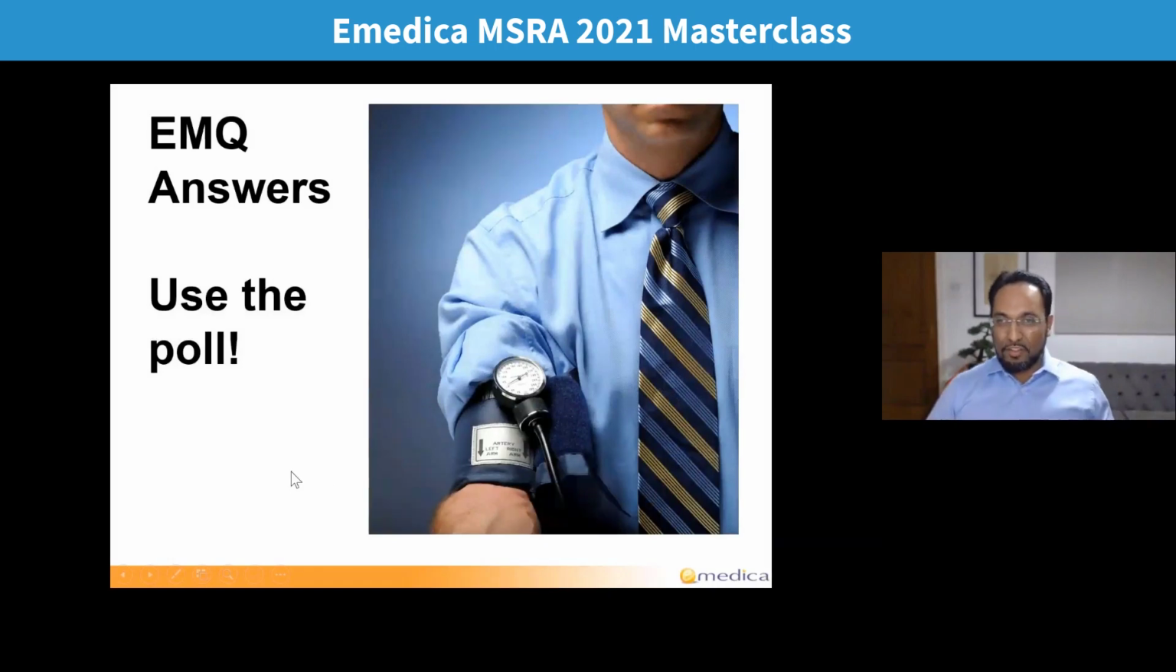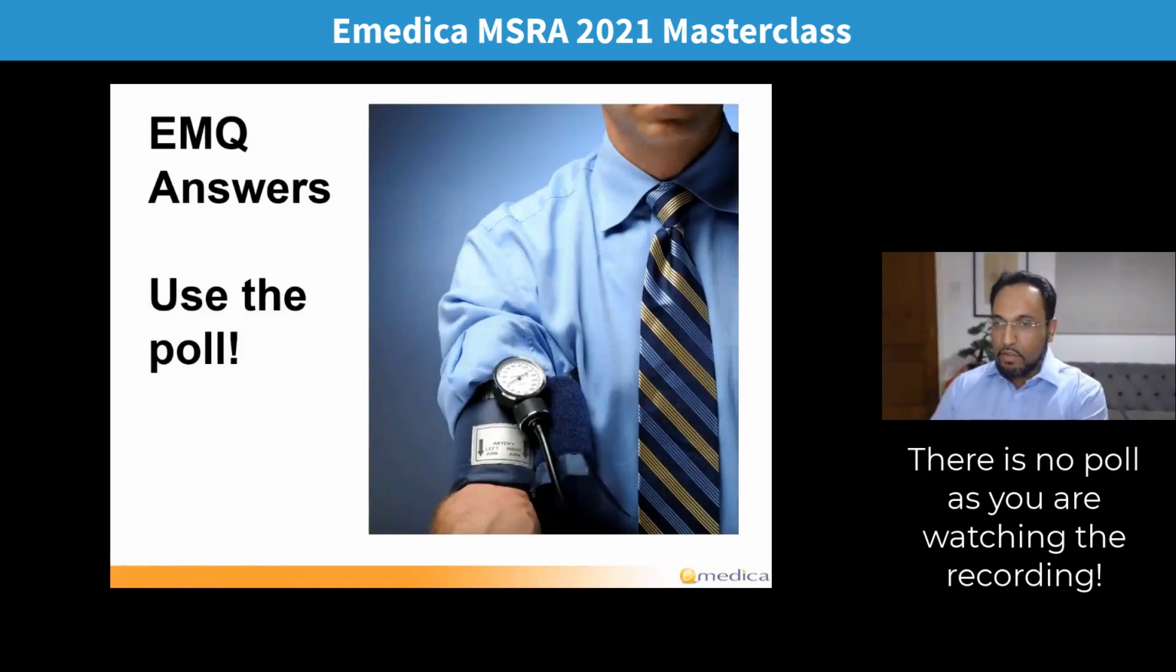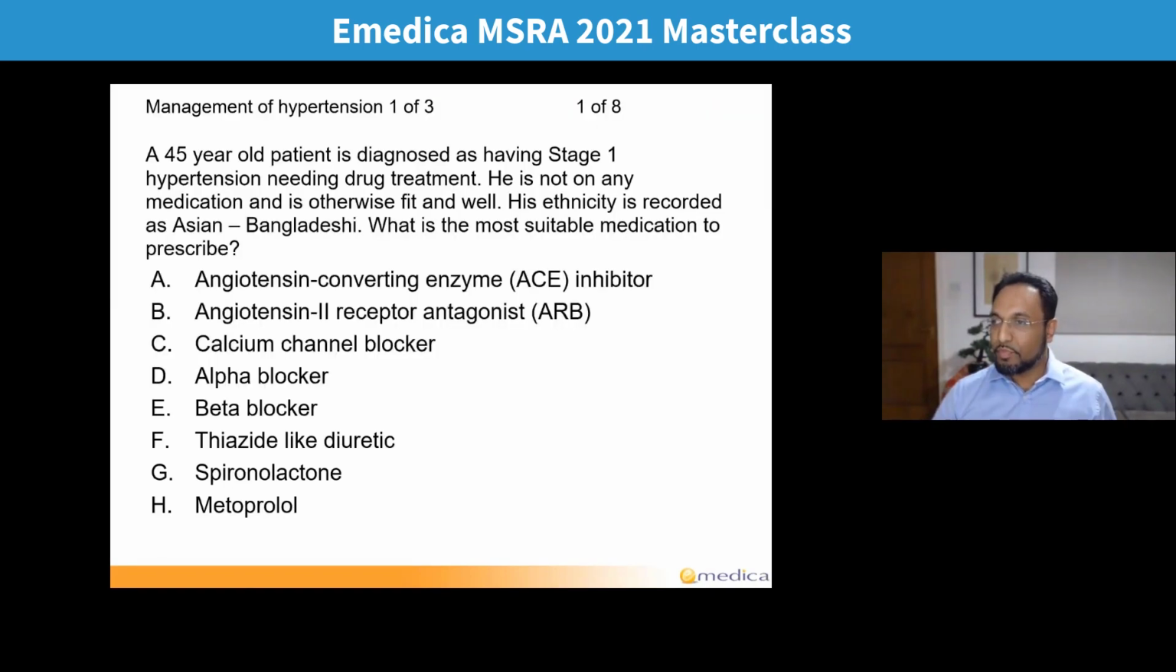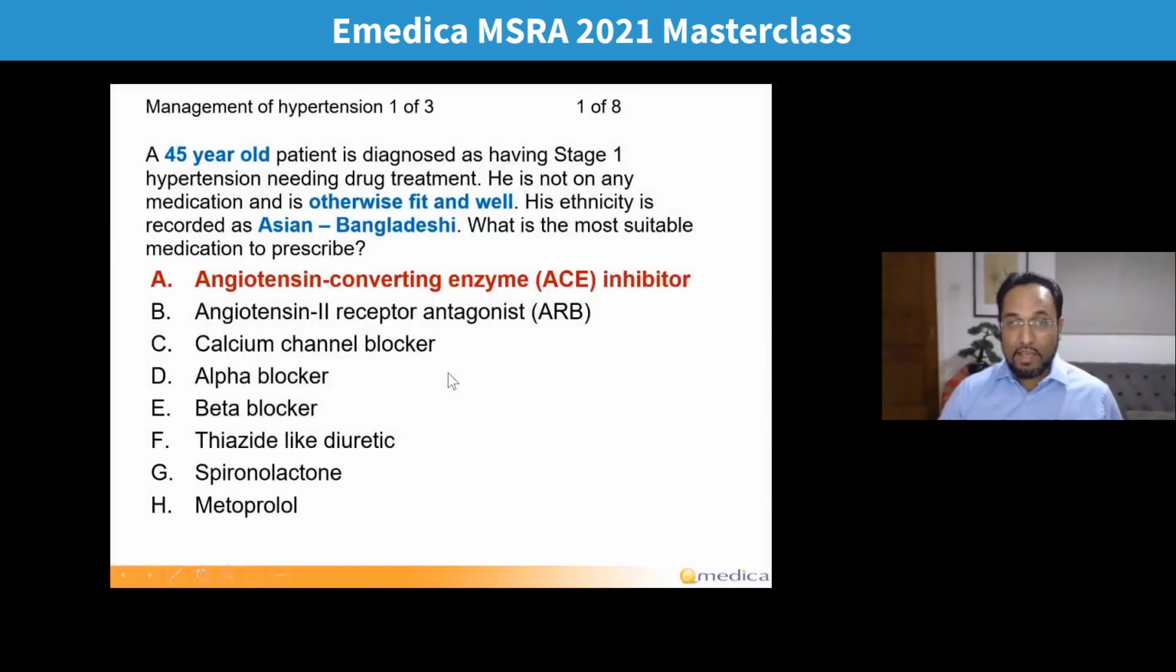Okay, so we're going to use the poll now. That's time, okay? So I'll show you the question, and then I will launch the poll for each one, okay? So, okay, that's enough to get an idea. Okay, so I can see that most people, 80%, picked A, ACE inhibitor, okay? Followed by C, calcium channel blocker. Okay, so the correct answer here is A, ACE inhibitor.